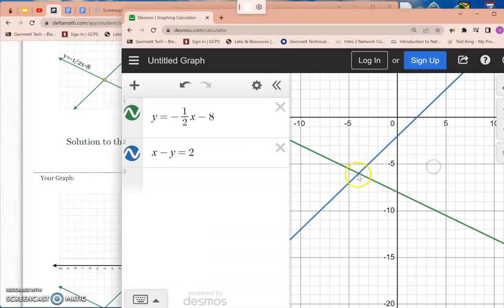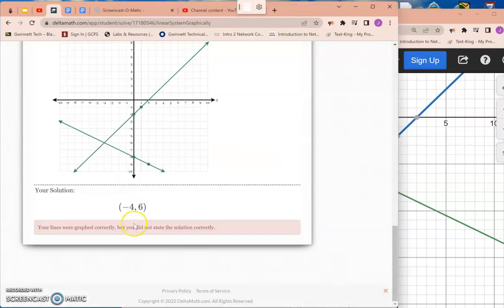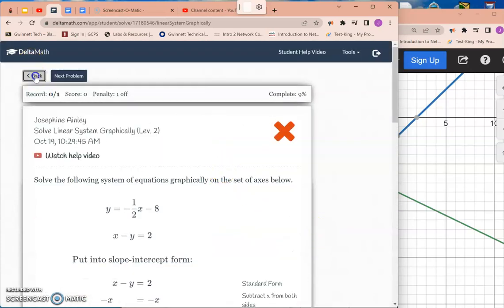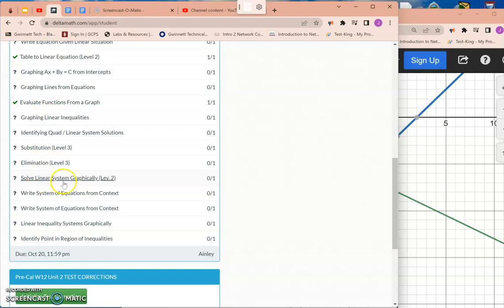Oh my gosh. All right, so please be careful. All right, so click on it, look at it. So (-4, -6). Please make sure that you copy it down. (-4, -6). All right, so that's linear by graphs.